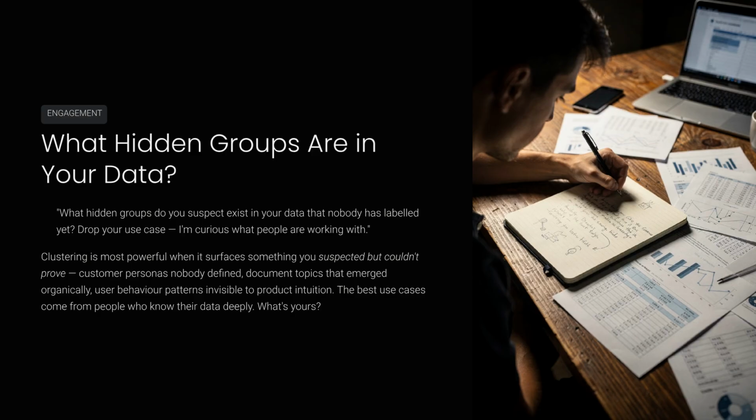The best applications come from deep domain knowledge. Think about the hidden groups you suspect exist in your data that nobody has labeled yet.